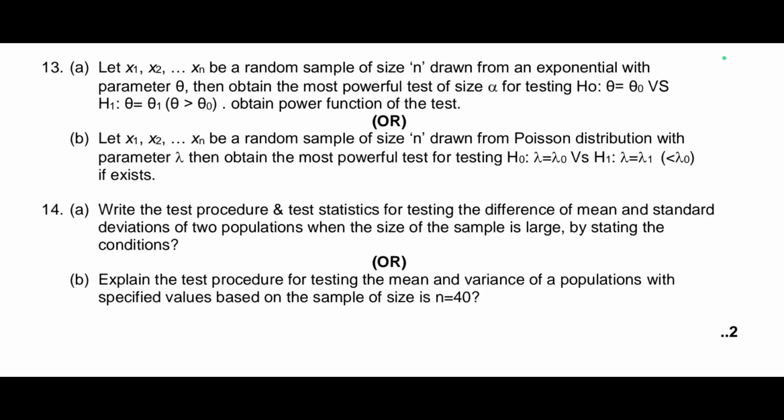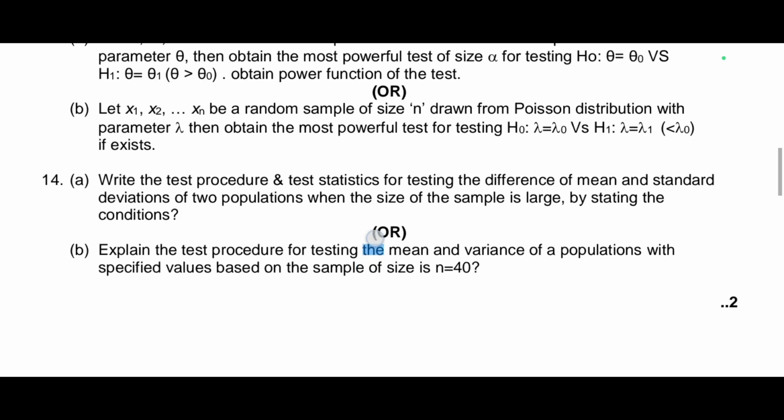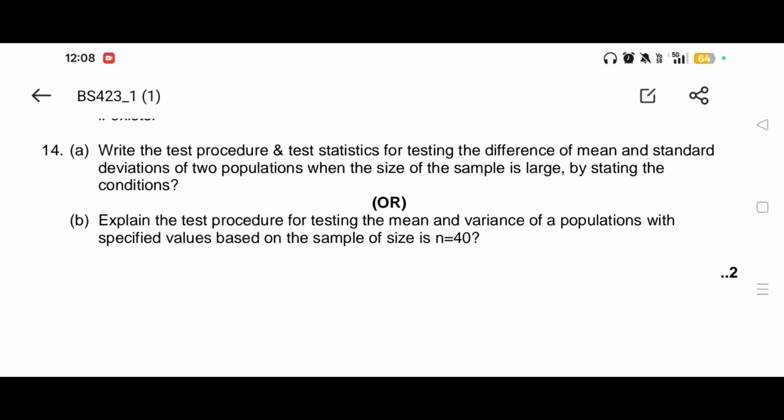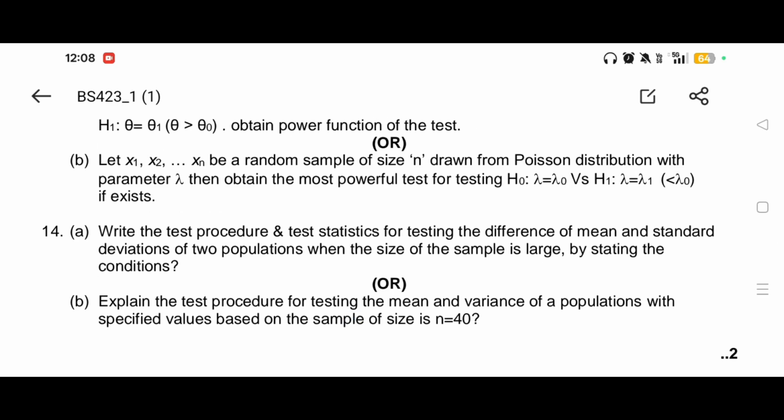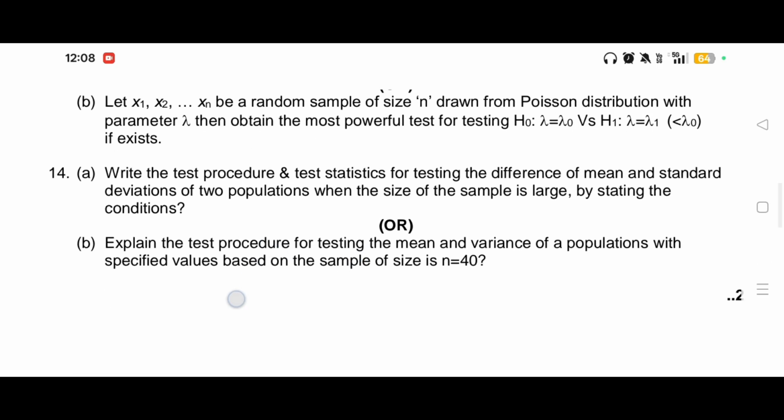Next, 13b. Let x1, x2, x3, and so on, xn be a random sample of size n drawn from a Poisson distribution for testing H0: lambda equals lambda naught versus H1: lambda equals lambda 1. If it exists, obtain the most powerful test for the parameter lambda.